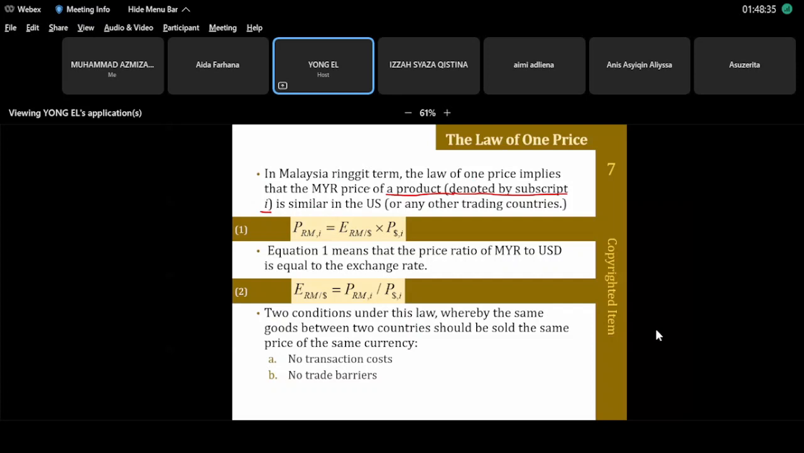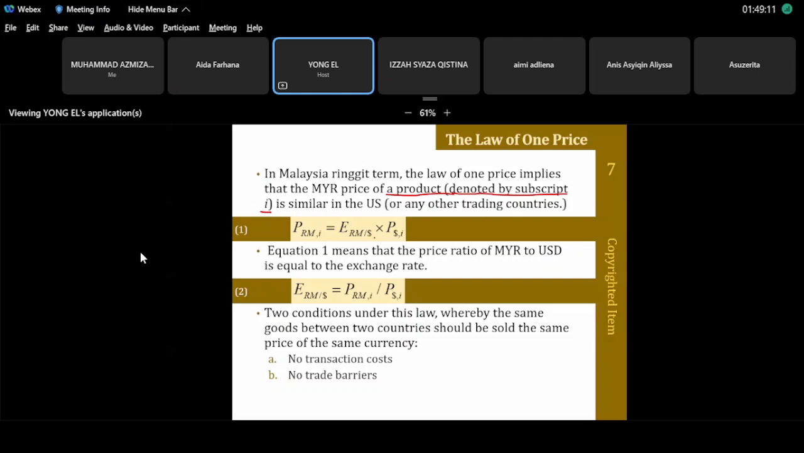The law of one price implies that the Malaysian price of a product is similar in the US. For example, in this equation, the price in ringgit for this product i equals the price in US dollars for the same product i. It can be the bicycle. The price in the US is multiplied by the exchange rate between Malaysian ringgit and US dollar.